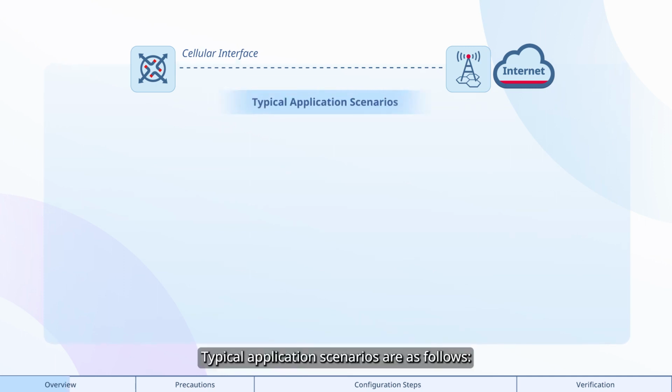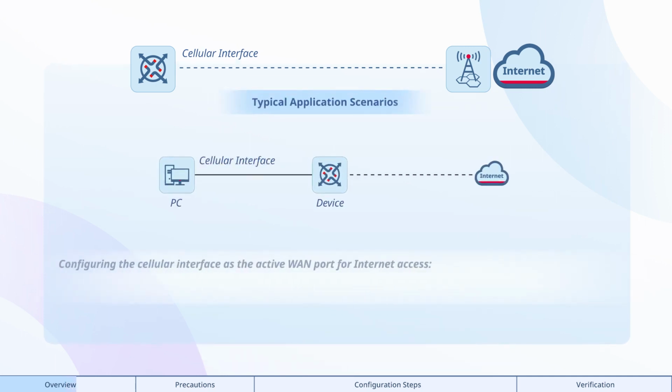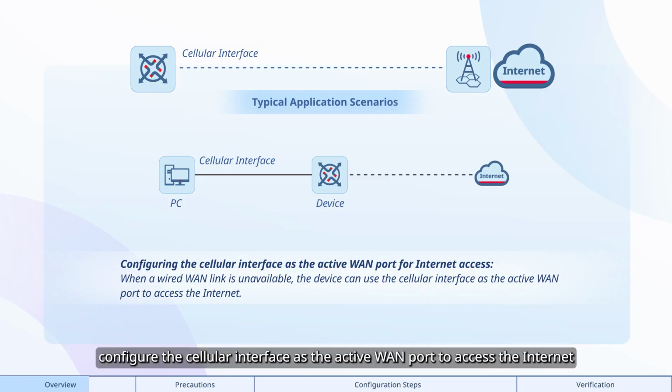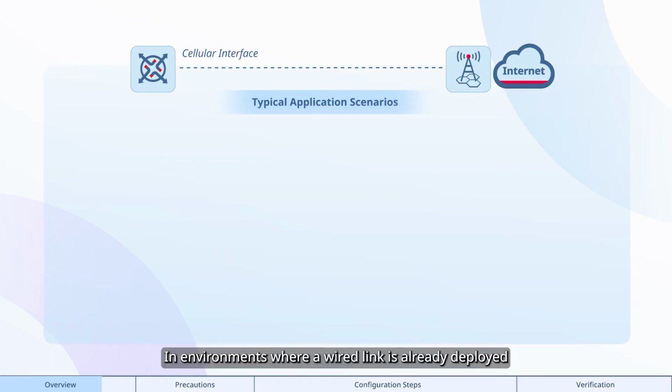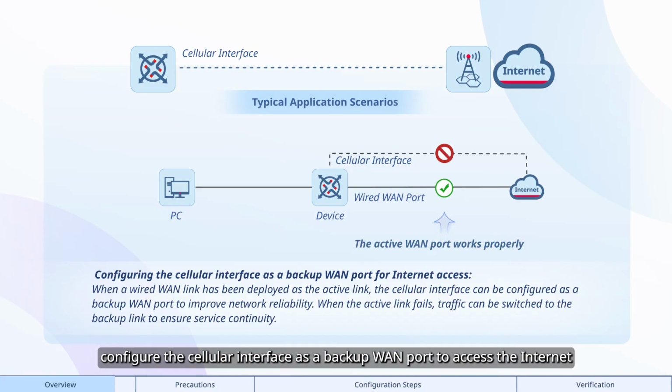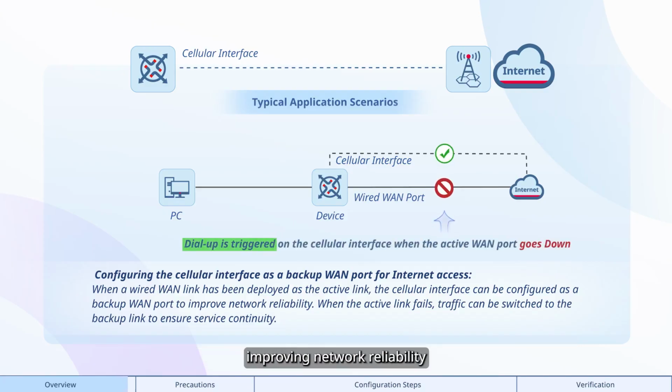Typical application scenarios are as follows. In environments where a wired link cannot be deployed, configure the cellular interface as the active WAN port to access the internet. In environments where a wired link is already deployed, configure the cellular interface as a backup WAN port to access the internet, improving network reliability.